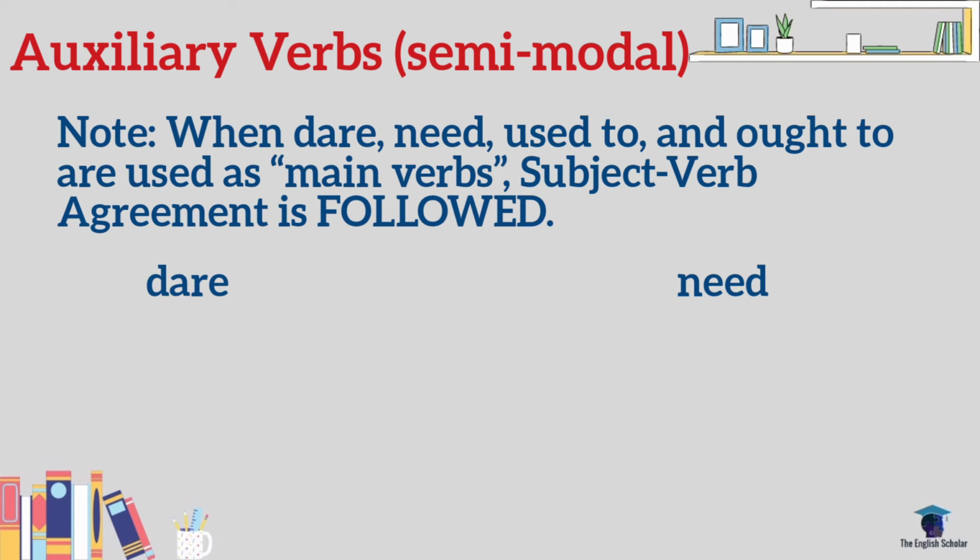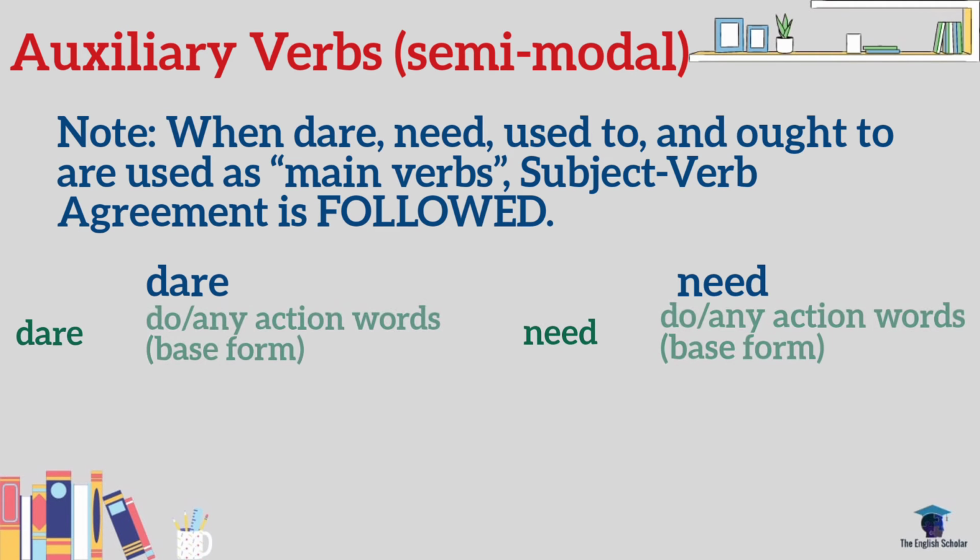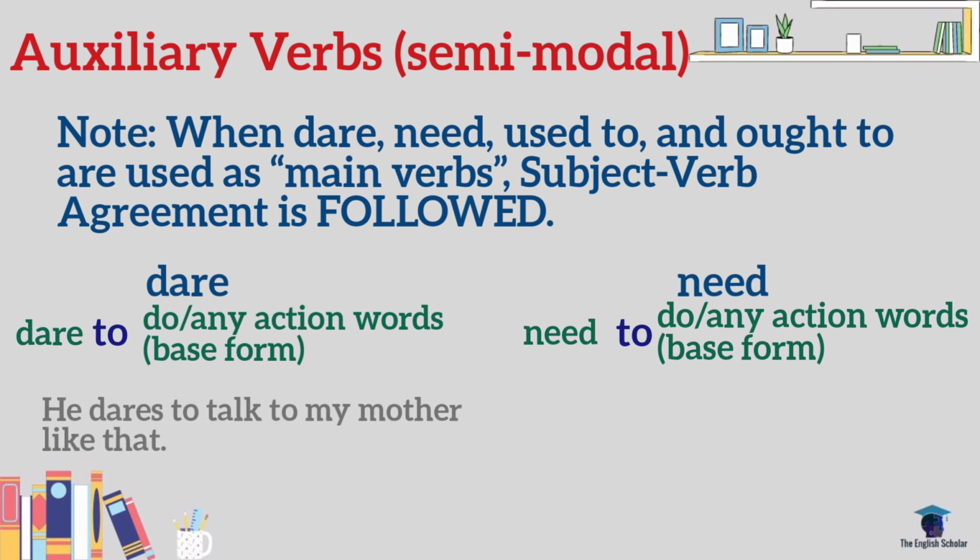So when we use dare or need as our main verb, it always needs to be partnered with do or any other action word in base form with to in between. For example, he dares to talk to my mother like that. Notice the word dare. An s is put after it to agree with its subject, which is he, a singular subject. Then followed by to and then the direct action talk in base form.